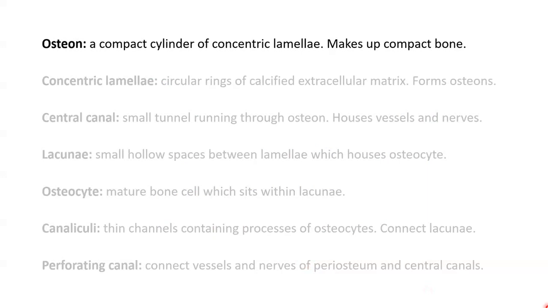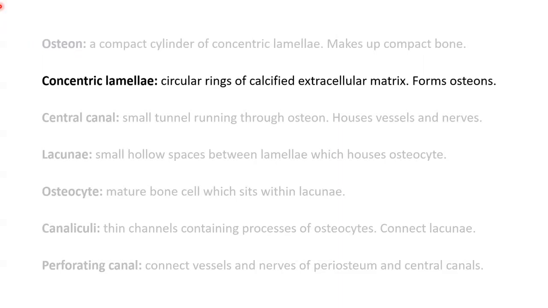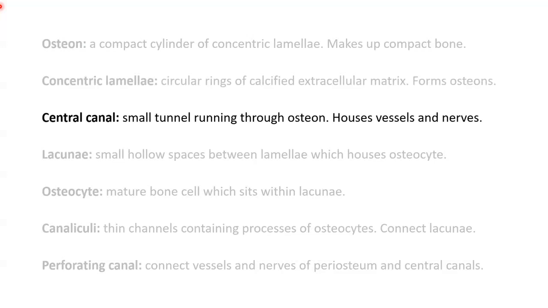So again, recapping some of those structures for you, which I do want you to be able to identify on an image and provide a function. So an osteon is that compact cylinder of concentric lamellae, and it's the structure that makes up compact bone. So very important that we know that osteons make up compact bone. Our concentric lamellae are the circular rings of calcified extracellular matrix, and those rings are what forms the osteons. The central canal is that small tunnel which runs through the center of the osteon. It houses both our blood vessels and our nerves.